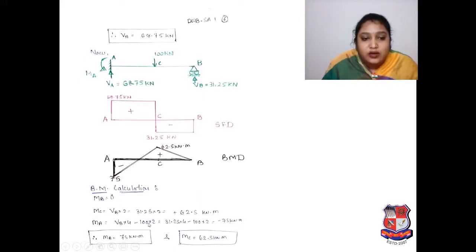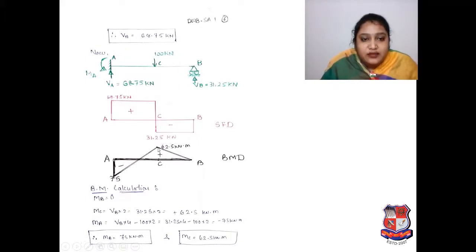kilonewton into meter. So our MA is 75 kilonewton into meter negative, and the moment at C is 62.5 kilonewton into meter in upward. Okay, so as per that we have to mention 75 over here.